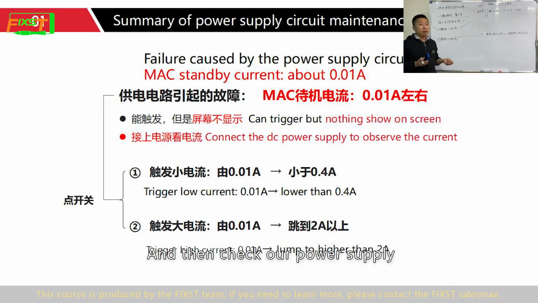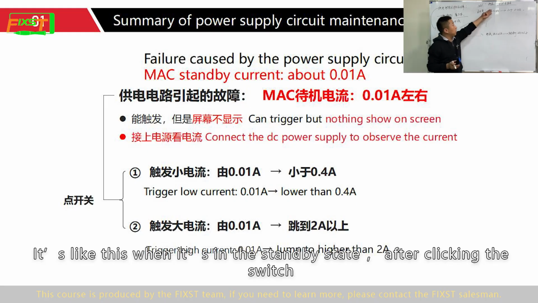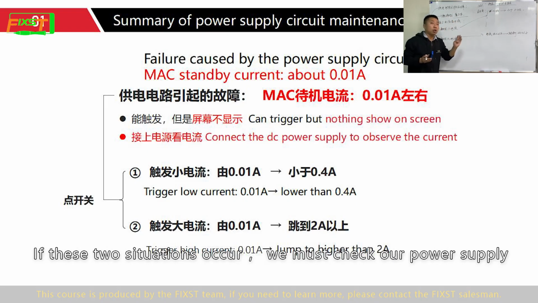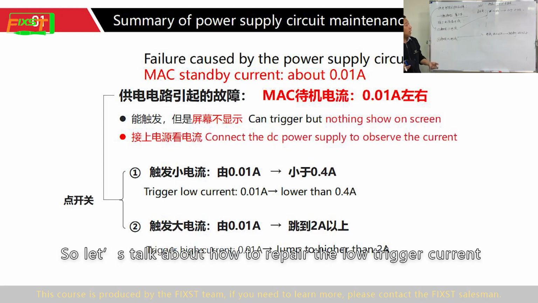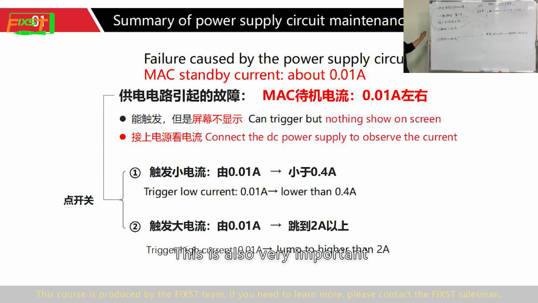And then check our power supply. Remember this, okay? Windows laptops are the same. The idea is that when it's in the standby state, after clicking the switch, if these two situations occur, we must check our power supply. Laptop power supply is relatively easy to repair, so let's talk about how to repair the low trigger current. This is also very important.